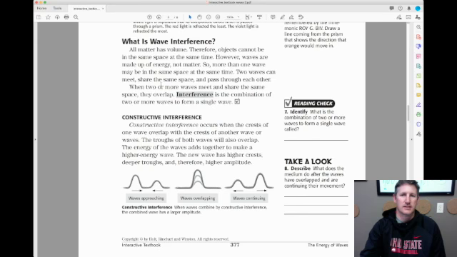Okay, the last thing I want to talk about today is what is wave interference and what is a standing wave. So how does wave interference deal with the standing wave?